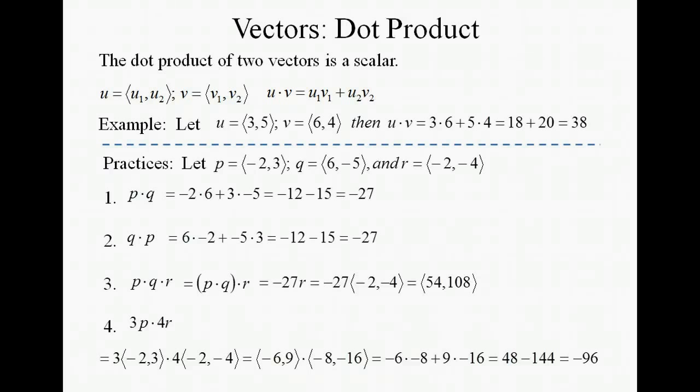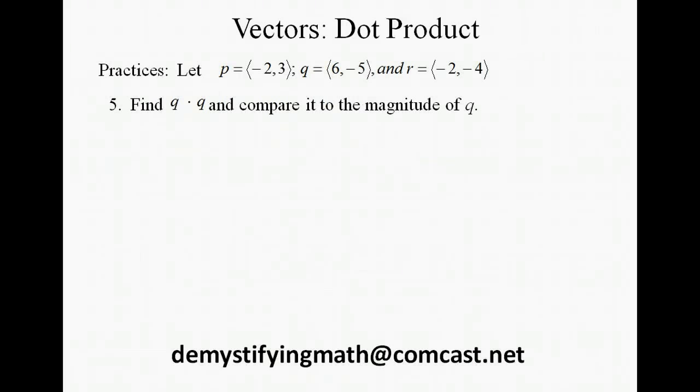All right, let's do one more. We want to find q dot q and then compare it to the magnitude of vector q. So looking at q dot q, you're just going to take the 6, -5 and do a dot product with 6, -5. So you have 6 times 6 plus -5 times -5, or 36 plus 25, which gives us 61.